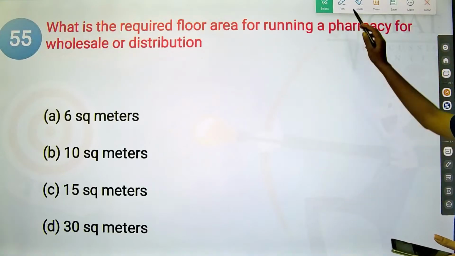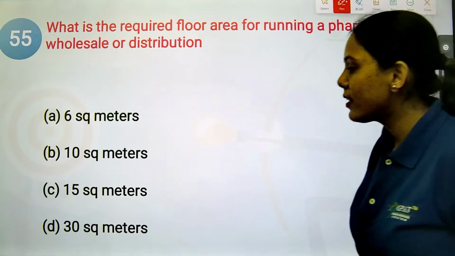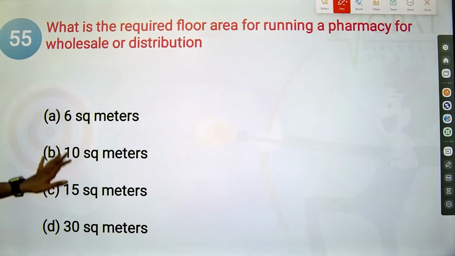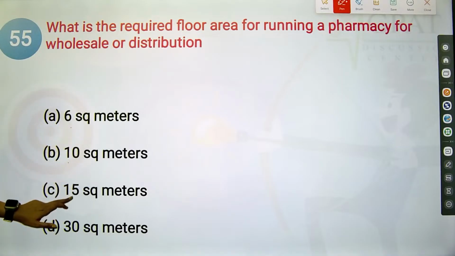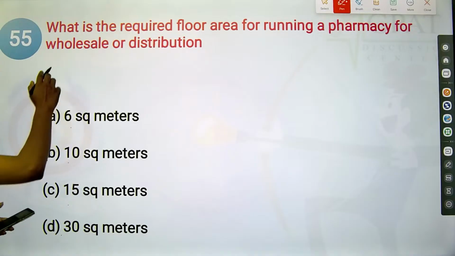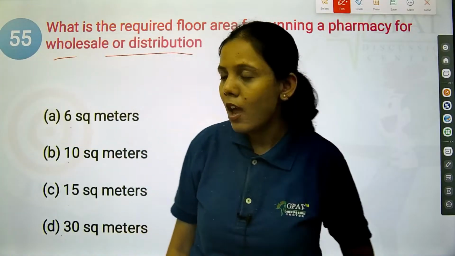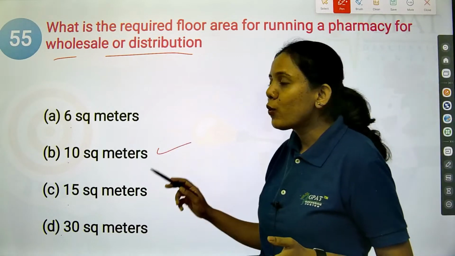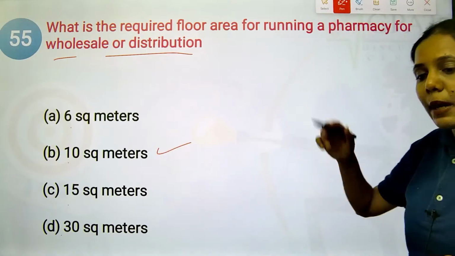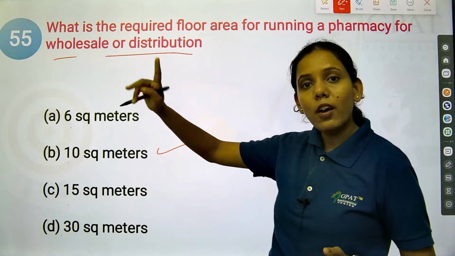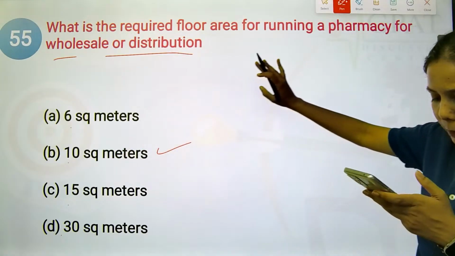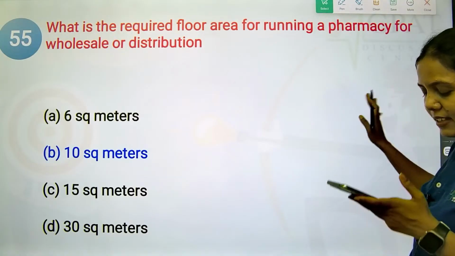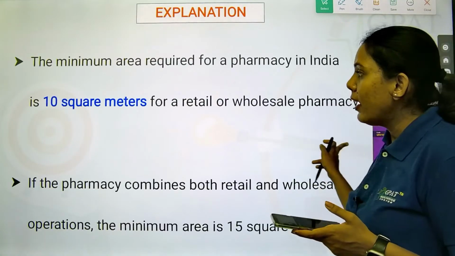What is the required floor area for running a pharmacy for wholesale or distribution? What is the required area? Option A is 6. Option B is 10, C is 15, D is 30. They are asking wholesale or distribution. Don't get confused. That is nothing but 10 square meters. If they ask retail plus wholesale, then that becomes 15. They are asking wholesale or distribution, if anyone, then 10 square meters is the right answer. B is the right answer. I think Prasanna, Krishna, no. It is 10 square meters.